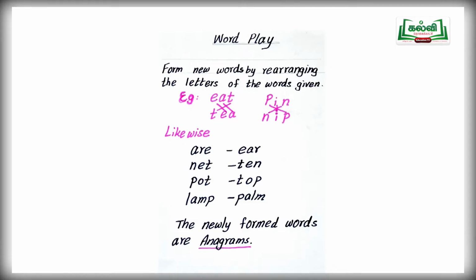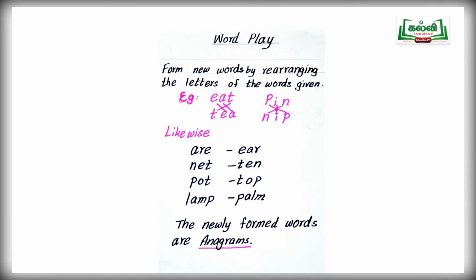Today we are going to see Unit 6 Prose Friendship, the vocabulary item and the reported speech in grammar. Before we begin the vocabulary, shall we have a word play? Okay children, I will show you some words. You have to form new words by rearranging the letters of the words given.